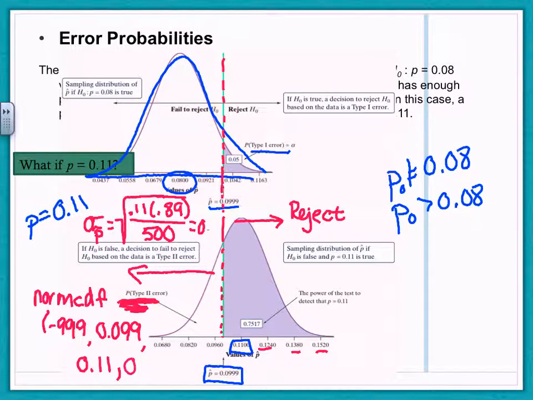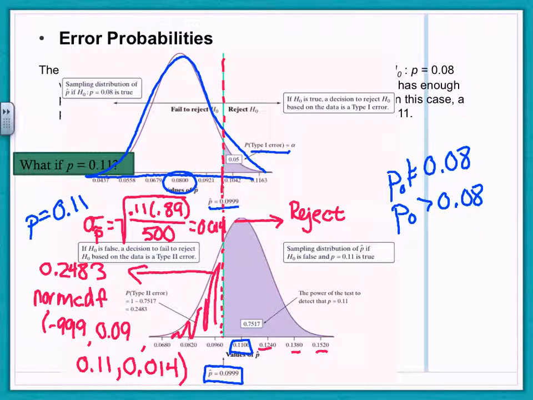Okay, so when I do that, I find that the area over here, which is creating a type 2 error, is 0.2483. Okay. So the probability of a type 2 error in this situation is going to be 0.2483.